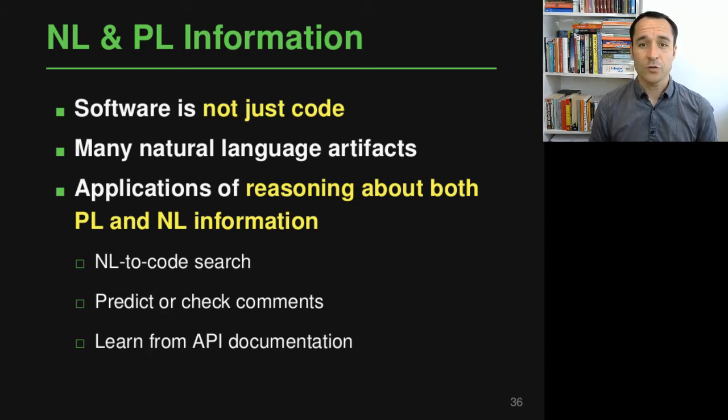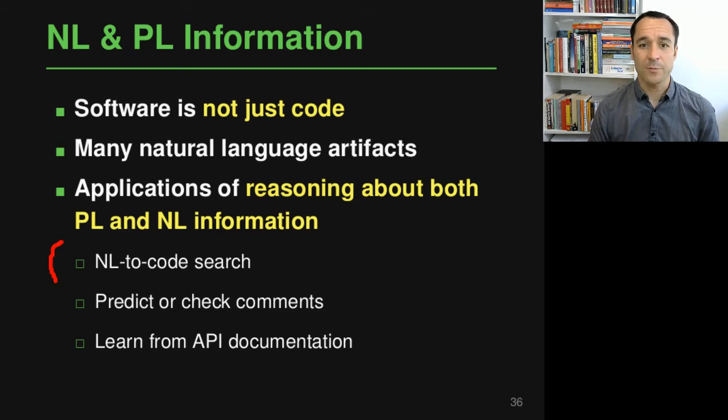Now, if you want to analyze software in its entirety, so not just the code, but also this natural language information, we need to reason about both the programming language information that is given in the code and the natural language information that is given in some other form. For example, we can do this for an application that we'll also look at here in this lecture, which is to predict some code snippet from a given natural language query. So it's essentially a search engine for source code that takes natural language queries as an input.